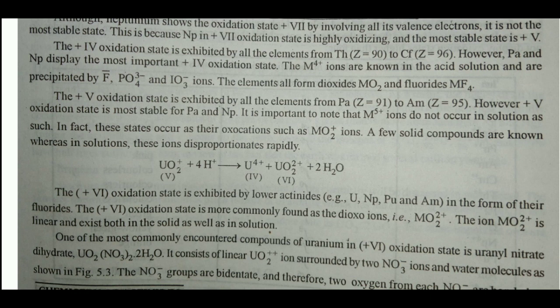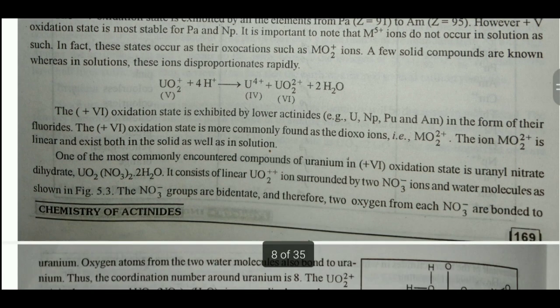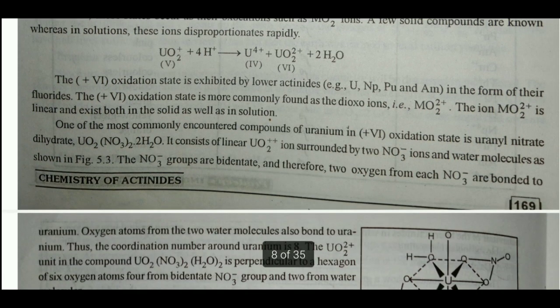It is important to note that M5+ ions do not occur in solution as such. In fact, these states occur as their oxocations such as MO2+ ions. A few solid compounds are known, whereas in solutions these ions disproportionate rapidly. The +6 oxidation state is exhibited by lower actinides, for example U, Np, Pu and Am, in the form of their fluorides. The +6 oxidation state is more commonly found as the dioxo ions, that is MO2 2+. The ion MO2 2+ is linear and exists both in the solid as well as in solution.